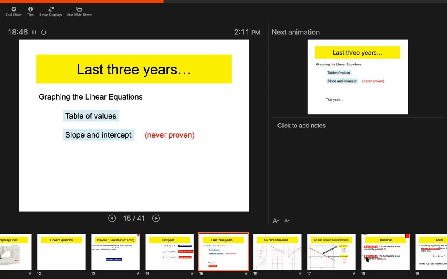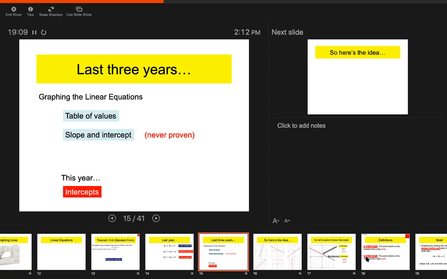By the way, the table of values proved itself, but we never proved. We just simply said, hey, guess what? This number is the slope. This number is the y-intercept. Trust me, right? We never proved that to you. That's what we do today. Today, I will prove the slope-intercept form so we can use it. And then this year, meaning today, I'm going to introduce you to another way of graphing linear equations.